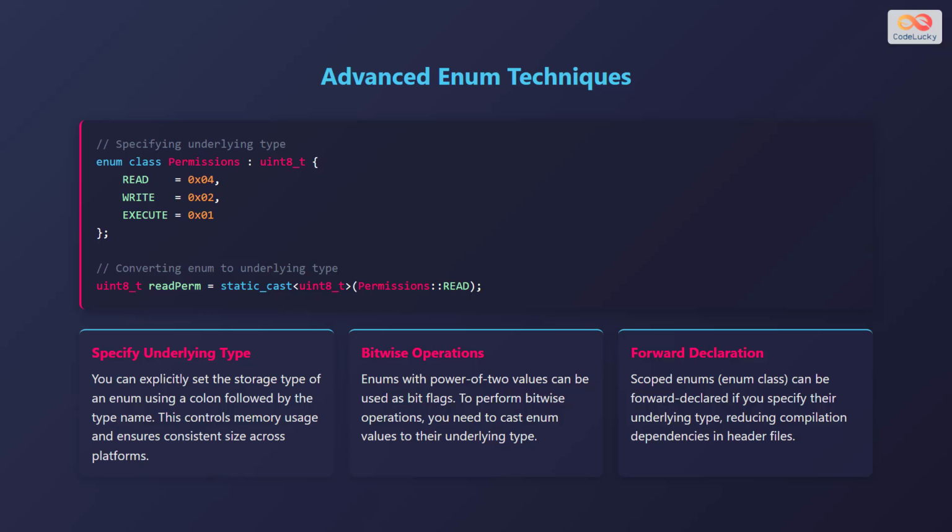Scoped enums, enum class, can be forward declared if you specify their underlying type, reducing compilation dependencies in header files. Here is an example of specifying underlying type and converting enum to underlying type.